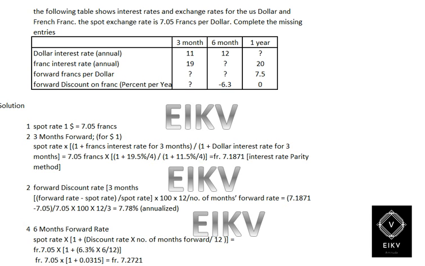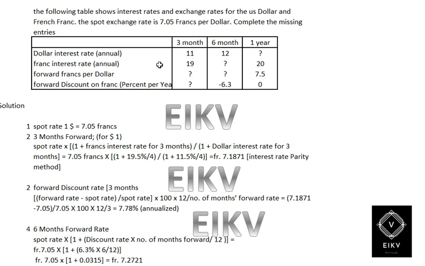This is Vishnu. So in this illustration, the following table shows an interest rate and exchange rate for the US dollar and French francs. The spot exchange rate would be 7.05 francs per dollar. Compute the following entries. Then they have given a table containing 4 columns, and the first one is particulars and 3 months, 6 months, and 1 year. Dollar interest rate would be 11, 12, and 7.